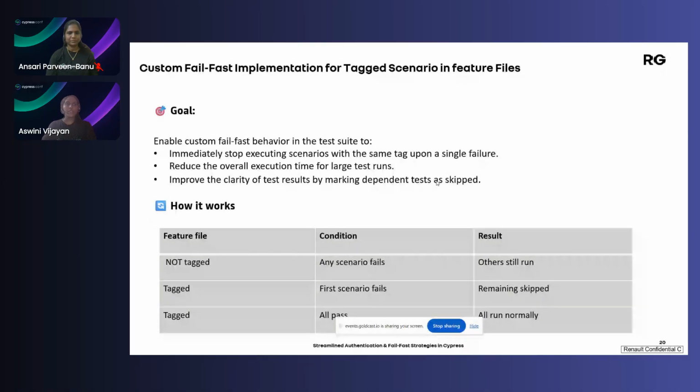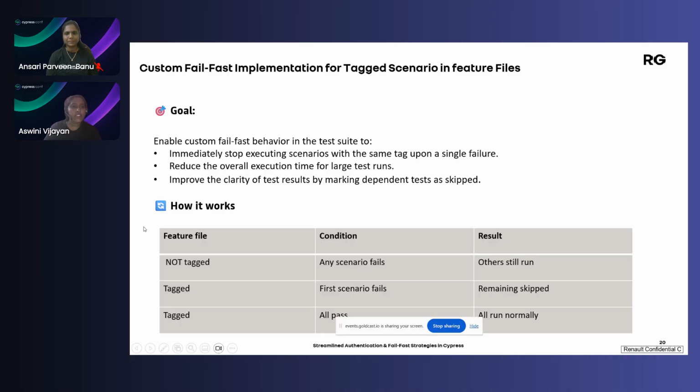Now moving to the second method, a custom fail fast. Sometimes we don't want to stop the entire execution. Instead, we need to stop executing only the critical group of tests. For that, we implemented this custom fail fast for the tagged scenarios.